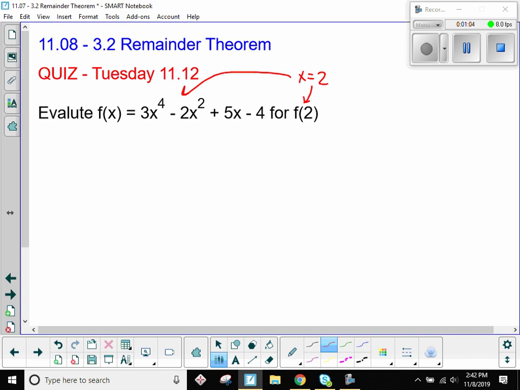So take a moment and do that. Please keep in mind your order of operations. Do you do exponents before multiplication or multiplication before exponents? Which do you do first? Exponents. Yes. So be sure, otherwise your number will get real ugly real fast.